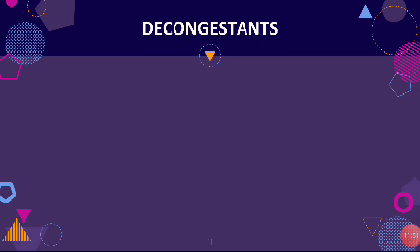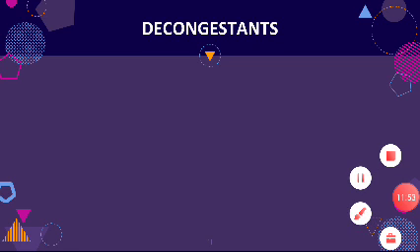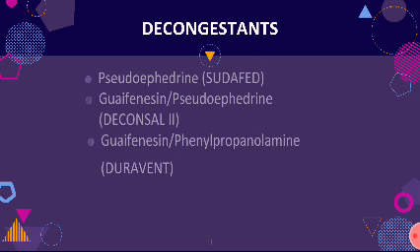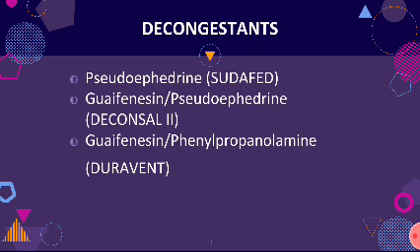Decongestants. Here are 3 medications of generic names with their corresponding brand names. First, pseudoephedrine or Sudafed; guaifenesin or pseudoephedrine or Deconsul-2; guaifenesin phenylpropanolamine, Duravant.